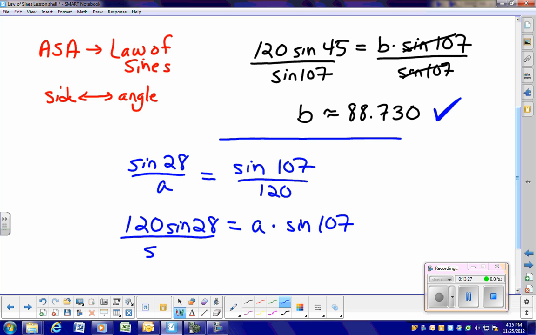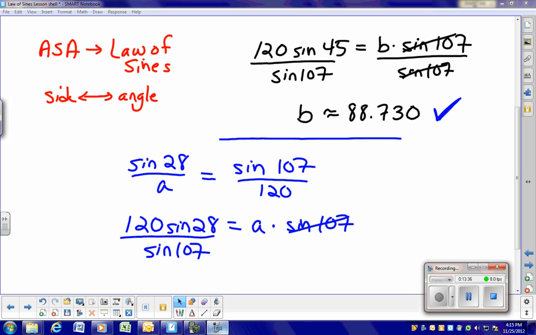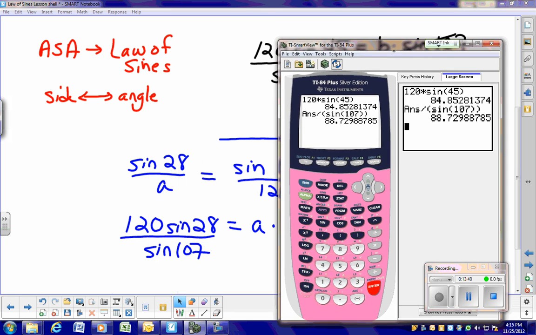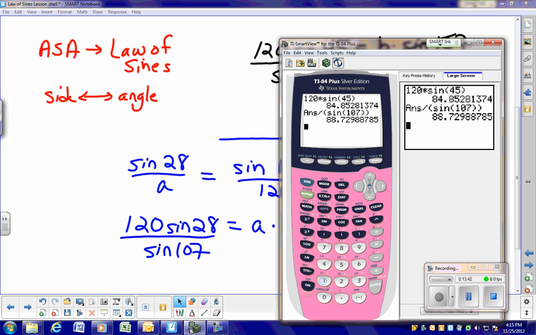Okay, I'm going to divide both sides by sine of 107 and find out what a is. So I'm going to bring my calculator back up, and now I will type in what we've got here: 120 sine of 28 divided by the sine of 107. Oops, I have a typo there. Let me try that one more time.